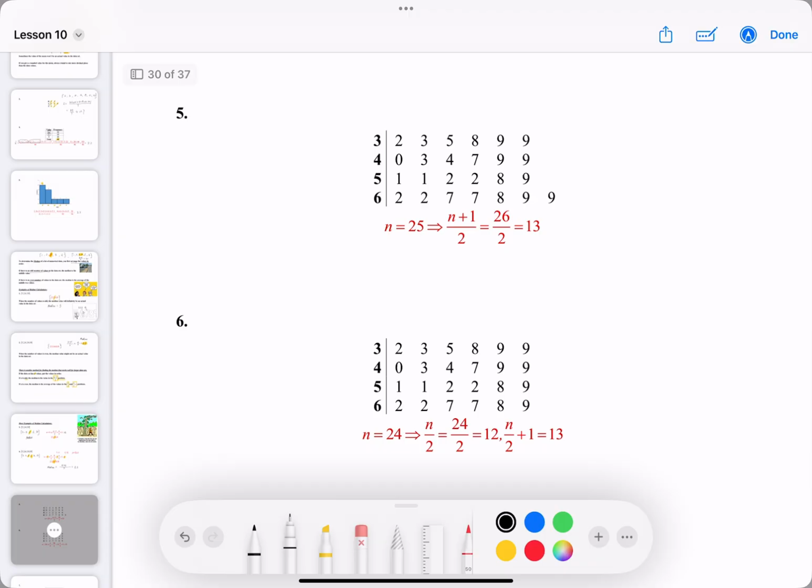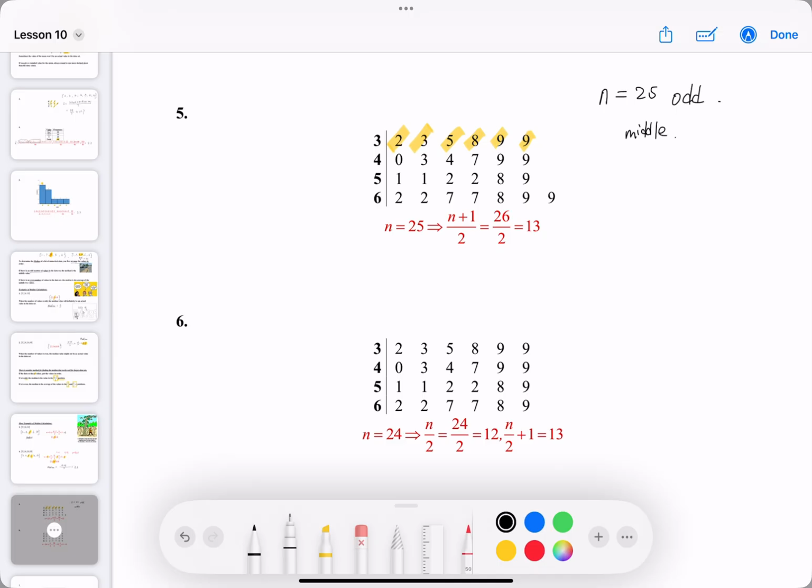Okay, let's see the next example. In this example, we are having a stem and leaf plot. In this example, how many values are in this data set? So I'm going to count the leaves. 1, 2, 3, 4, 5, 6, ... 24, 25. So we are having 25 numbers. Okay, this is an odd number. Odd number means find the middle one. What is the middle number?